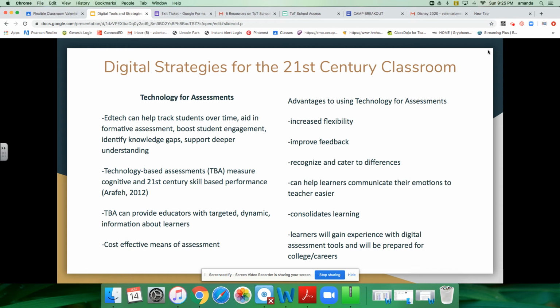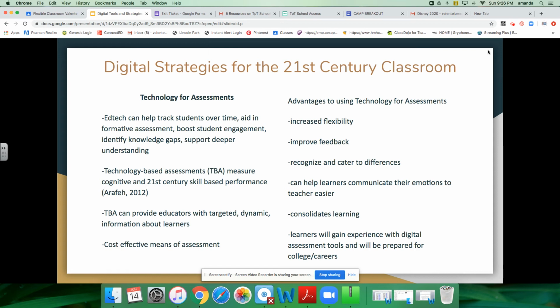Advantages to using technology for assessments is it can be very flexible. If you cannot reach a learner in the classroom, maybe you can send the assessment to their house or to homework, or they can do it in a different study skills period, but it gives you the flexibility of having the learner access the assignment or assessment anywhere. It helps us improve our feedback. We can, from that feedback, then we can learn what the differences are and cater to them in our classroom. And it can help even something as simple as a polling of how students are doing.